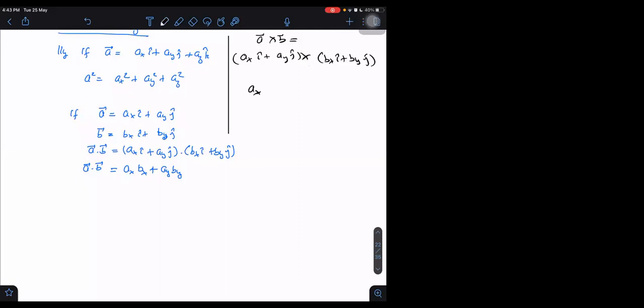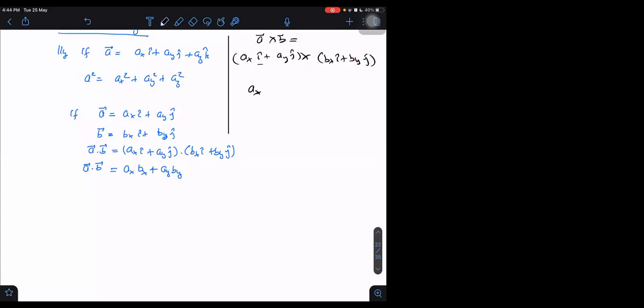And by the way, a square x will not be in any of the cases. I don't know how you're getting ax. AX BY minus AY BX K cap, sir. First of all, I cross I will not appear because I cross I will become 0, right? So what will appear? This will be multiplied with the second.